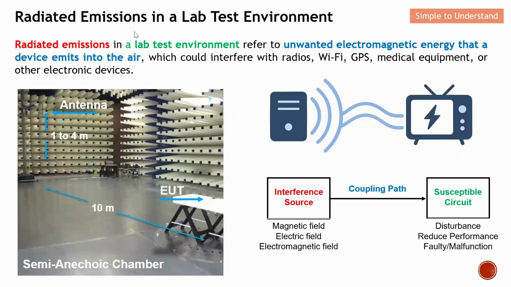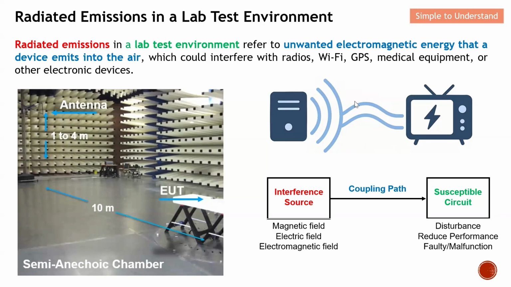Radiated emission in a lab test environment. So this diagram here shows a semi-anechoic chamber. Basically, this is a lab test environment. Radiated emission refers to unwanted electromagnetic energy that a device emits into the air. For example, this is your DUT. Basically, this DUT emits unwanted electromagnetic energy without you knowing.